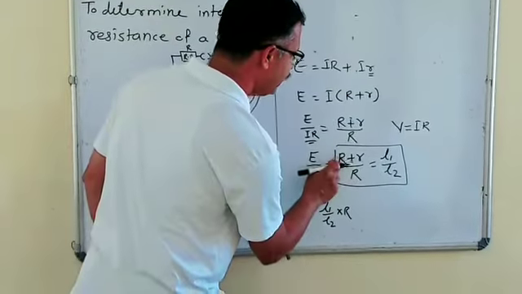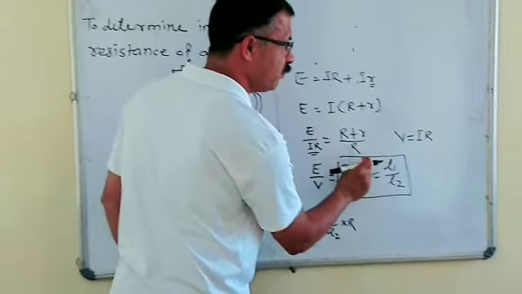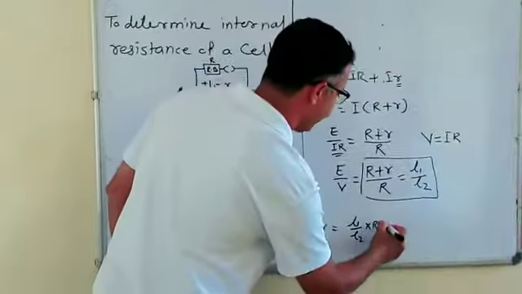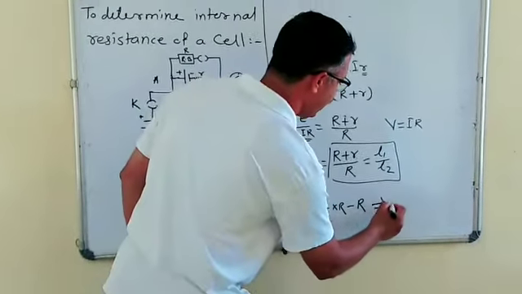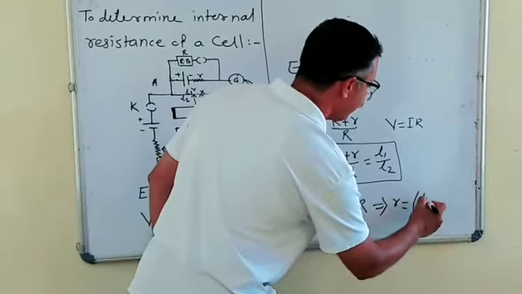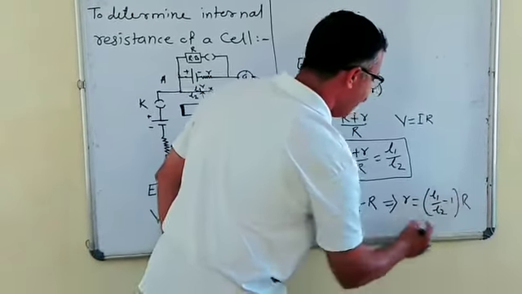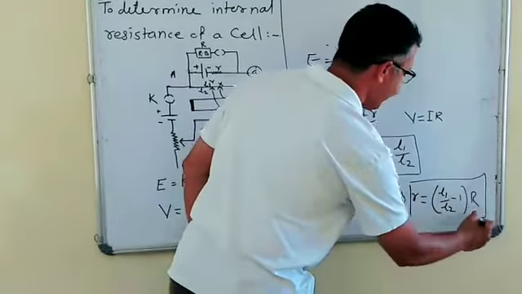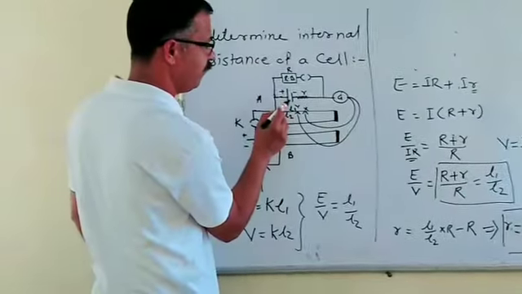Now this R here is with a plus sign with small r, so to that side it will become minus R. This can be written as r is equal to, R will be common now, (L1 upon L2 minus 1) into R. Friends, this is the required expression for the internal resistance of this cell.